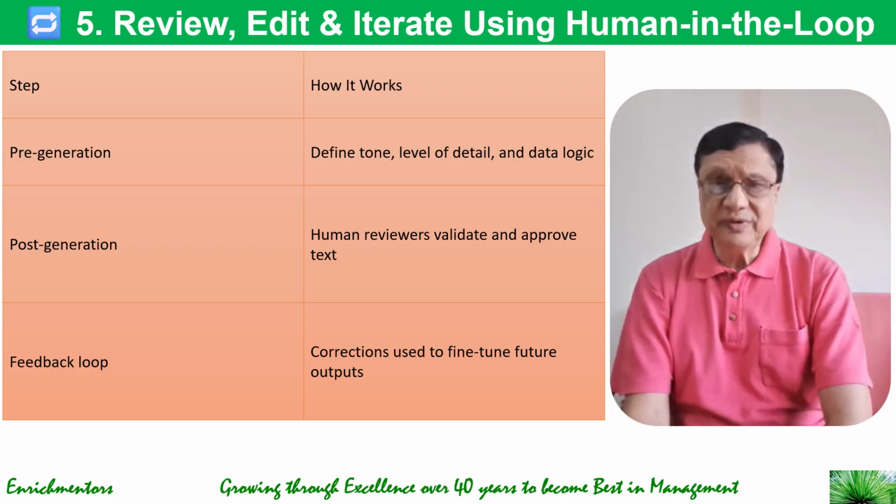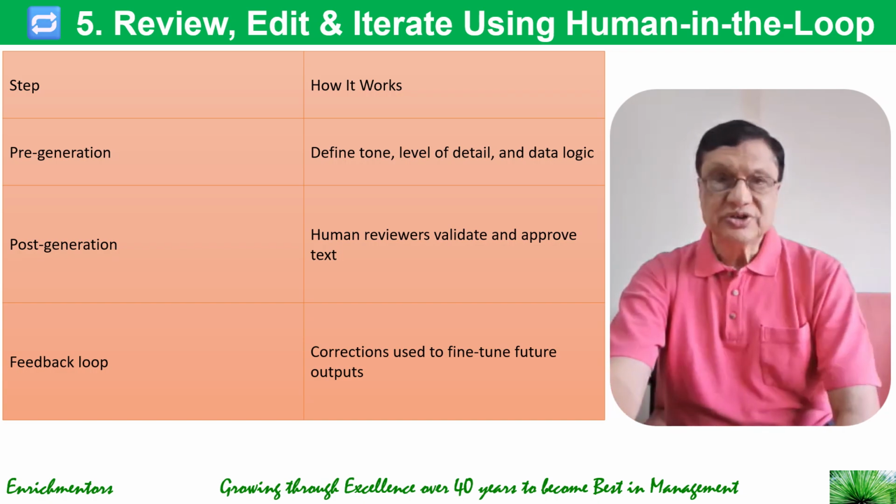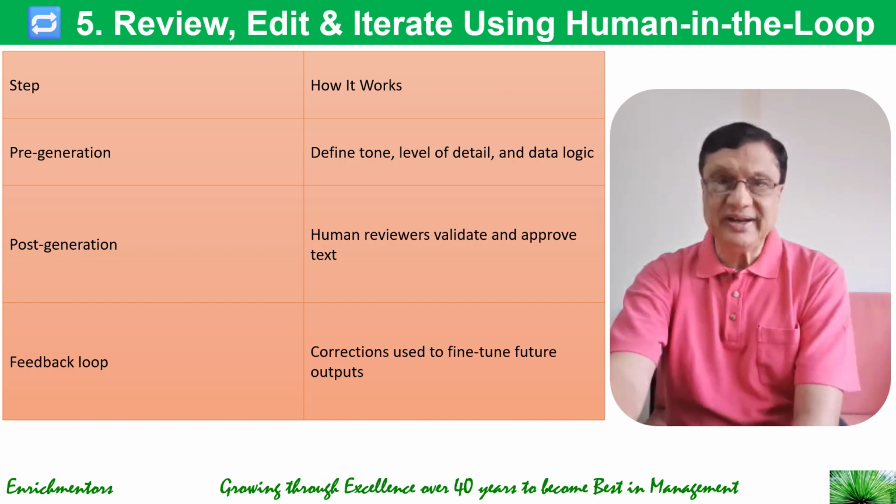After generating the report, humans need to review; human reviewers validate and approve the text, and then provide the feedback loop in the last step, with the corrections used to fine tune future outputs. So that's how the review, edit, and iterate using human in the loop can happen.